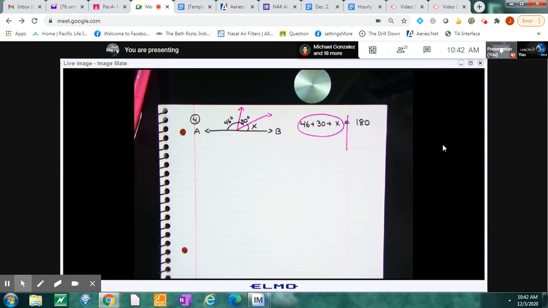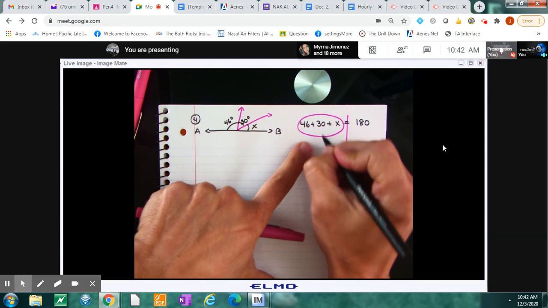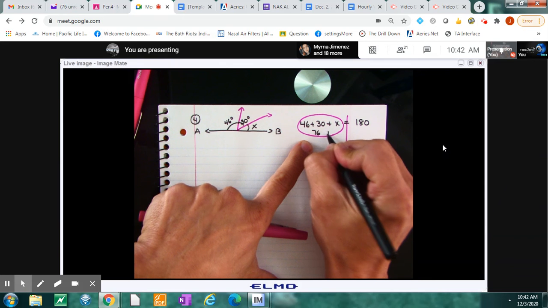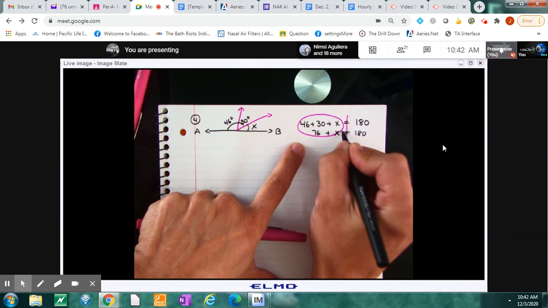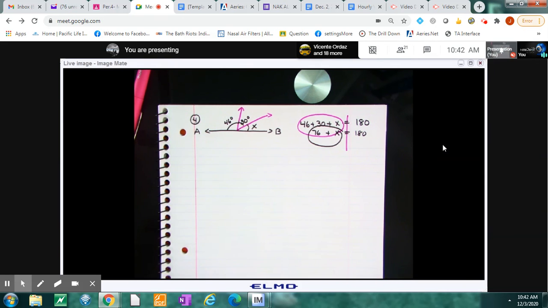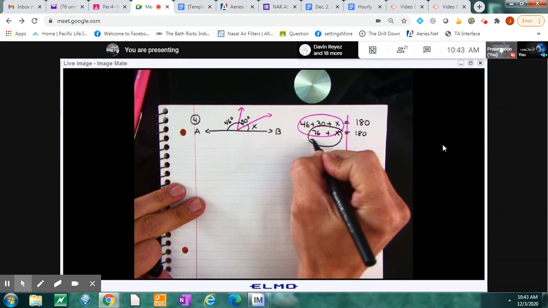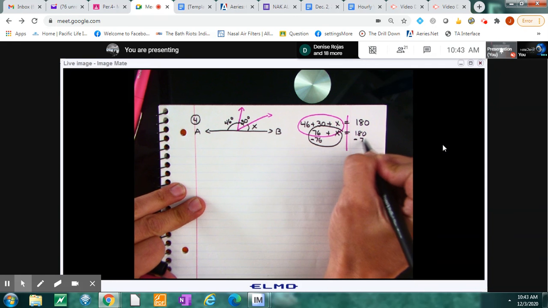All right. So what do I do? Someone said it. You add 46 and 30, right? So that's 76 plus X equals 180. Now here I have a circle. Now I have to get rid of something, right? So let's see. Matthew, what do I got to get rid of? Correct, and it's positive, so it's going to be minus 76 both sides.